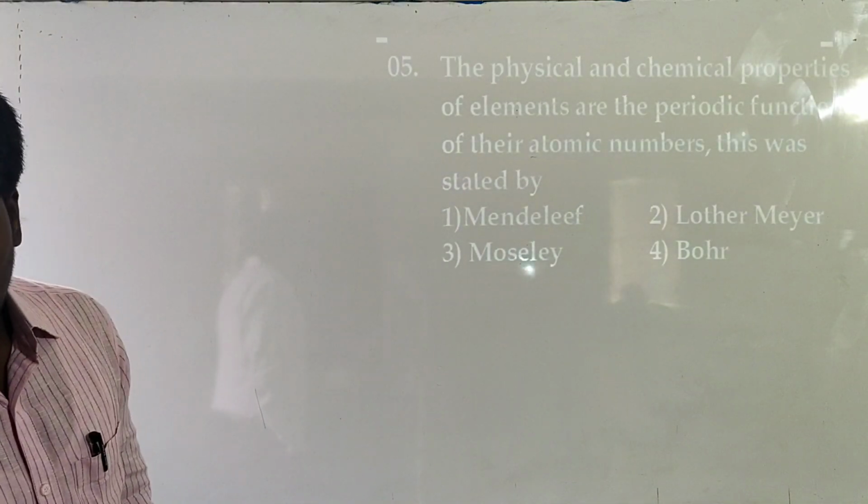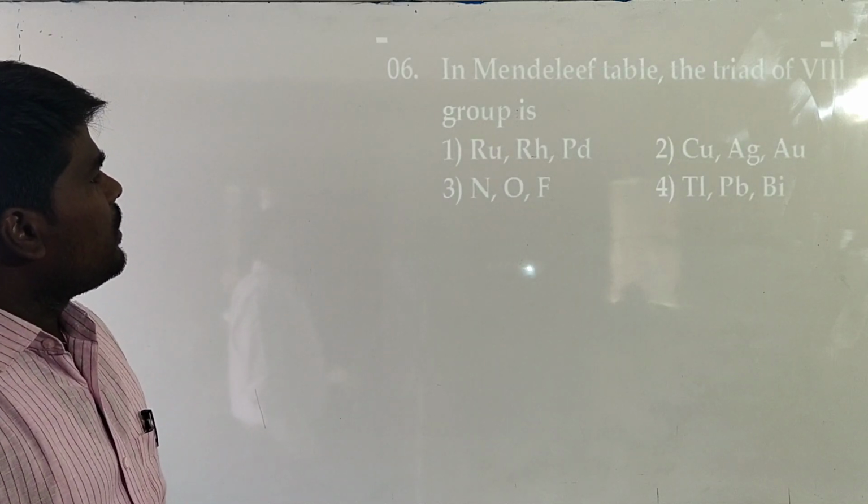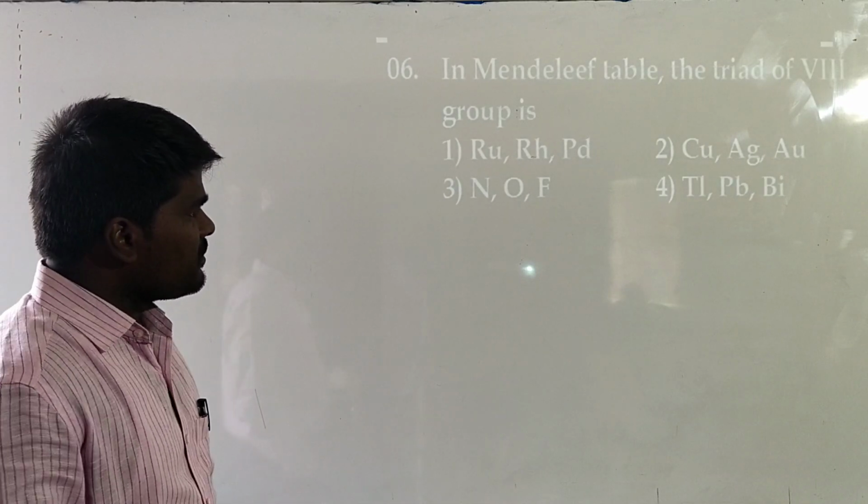We will move to the next question. Here comes our next question. In Mendeleev's table, the triad of 8 groups is.